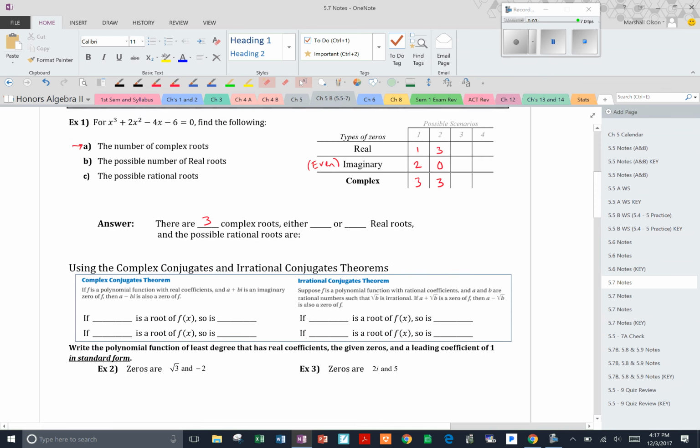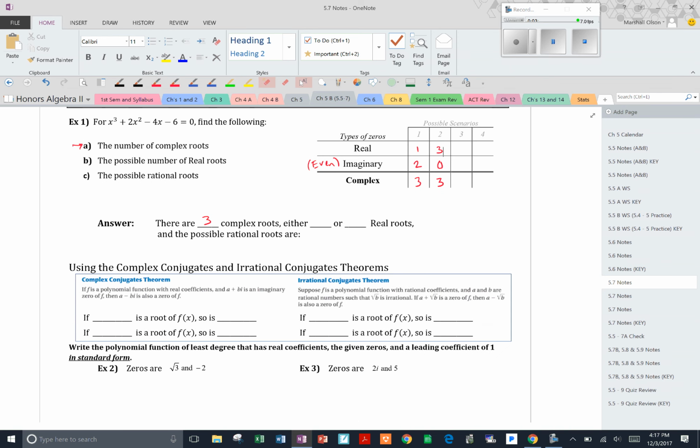So as I come down here to the answer, it says there are 3 complex roots, either blank or blank real. Because if you read example B, they actually don't ask us for how many imaginary, but we found that first. We found the imaginary first because we knew they come in pairs. So we use that to help us find out the different scenarios that we would have with our real roots, that we could either have 1 or 3 real roots.